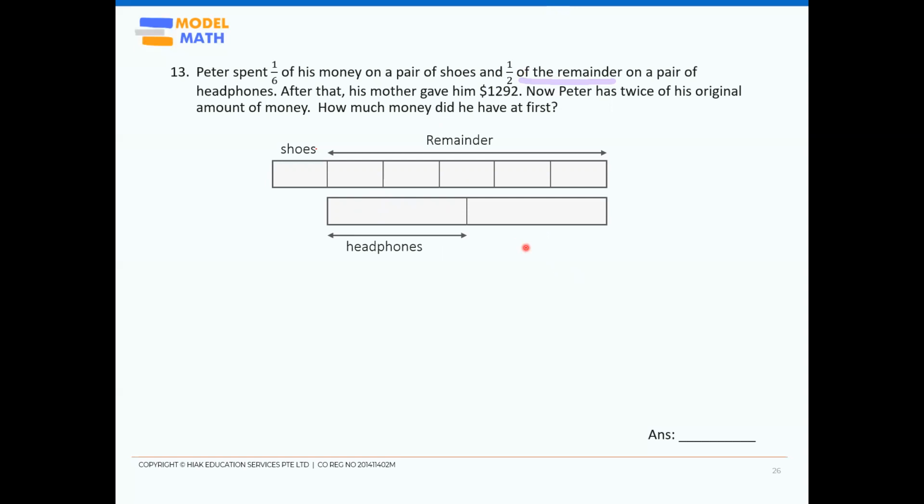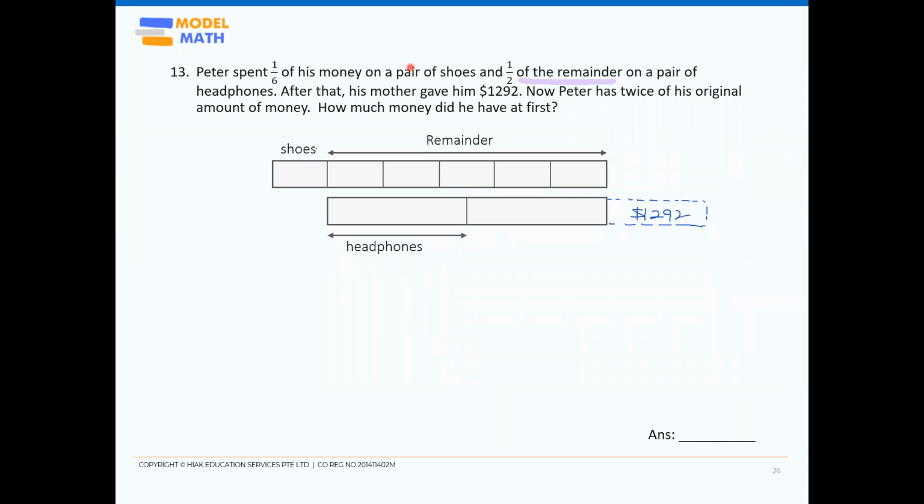Moving on. After that, his mom gave him $1,292. So what this means is that if I were to draw an extension for what the mom gave to him, it should be after this block here. So you can go on to do something like that. This is what the mom additionally gave to him.